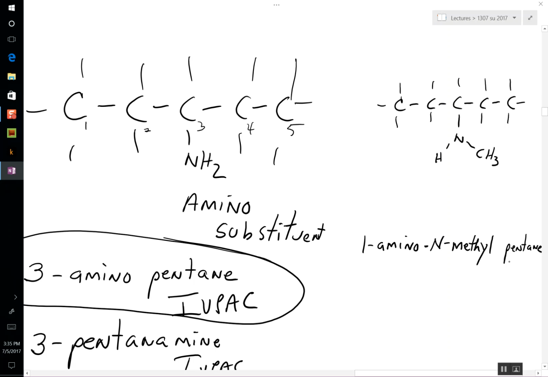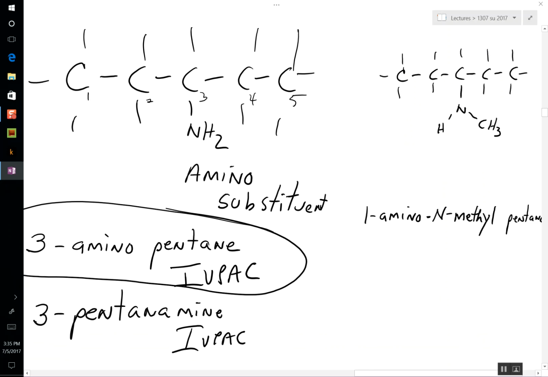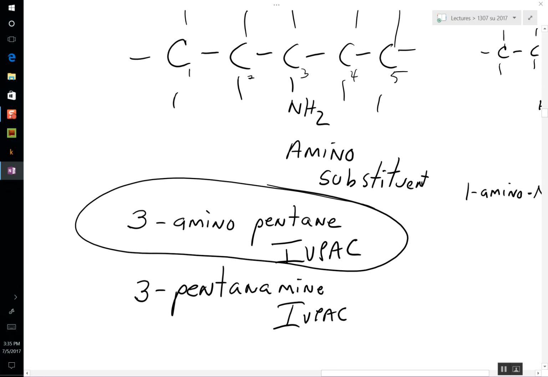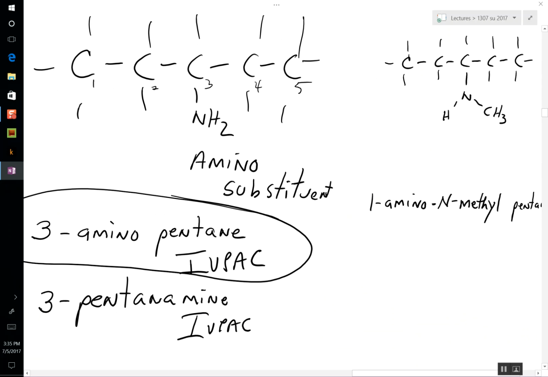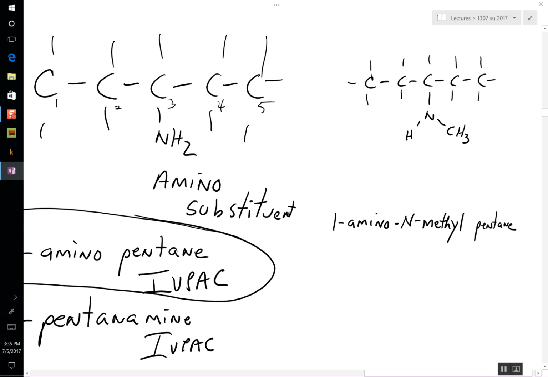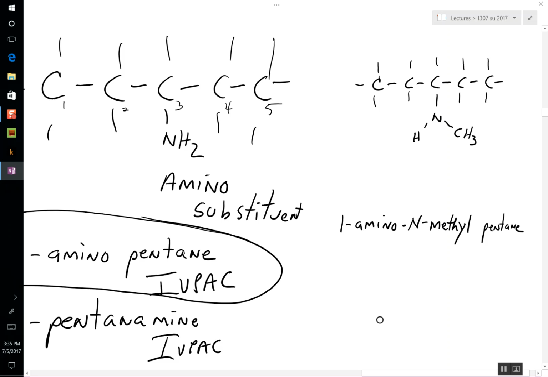I think that's too confusing because there's an N and a number. Can we just skip this turn? Oh my god. Amines. And you said this is going to be on the test, right? Yes. Oh my god. All right.